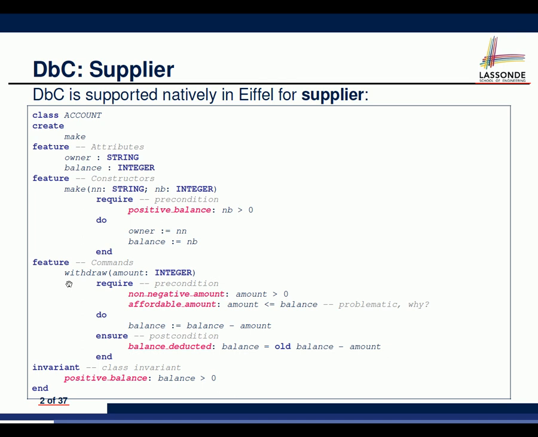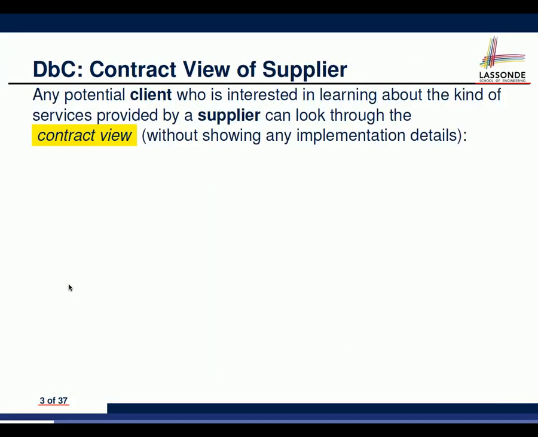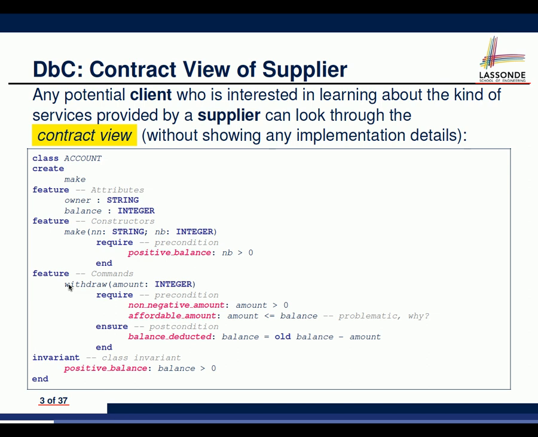Remember these are the tags, T-A-G, tags for traceability for the postcondition. And then it's balance equals old balance minus amount. And also we have invariants. So this is how we're going to play with our example here. Now there's a contract view, the same as before.